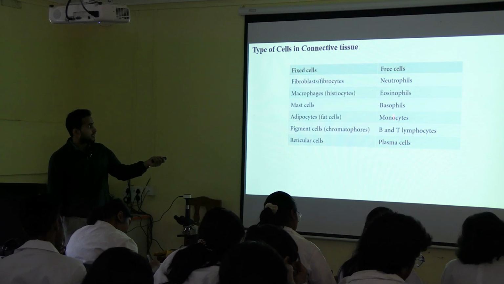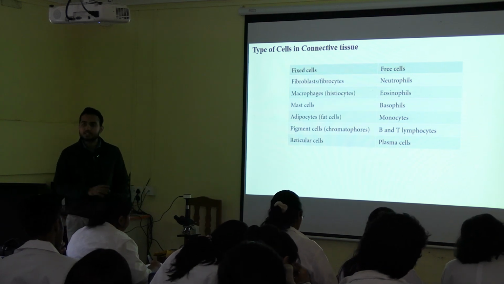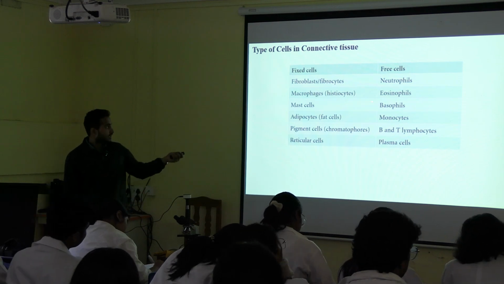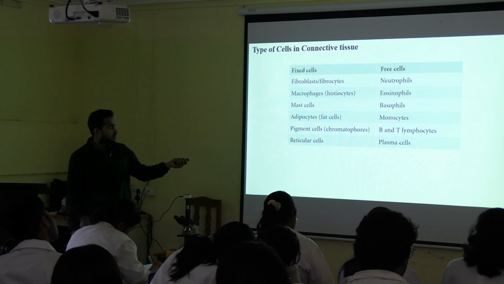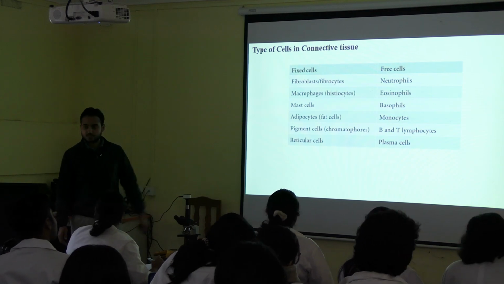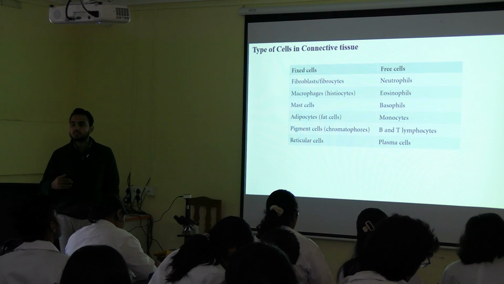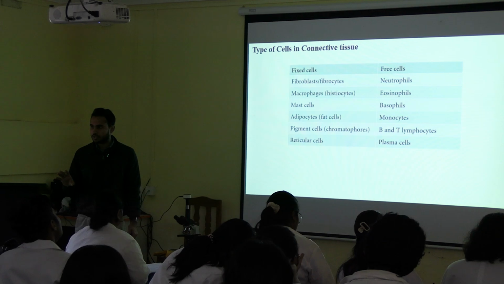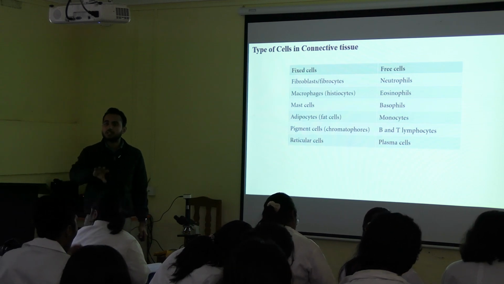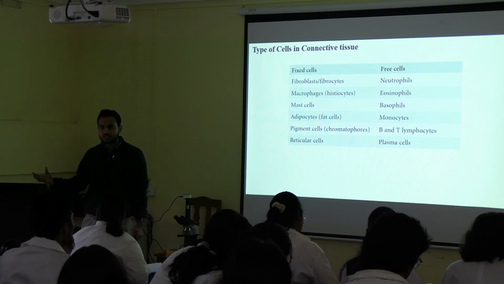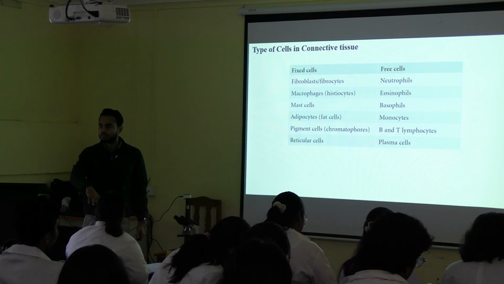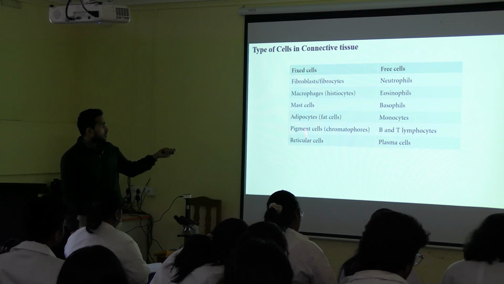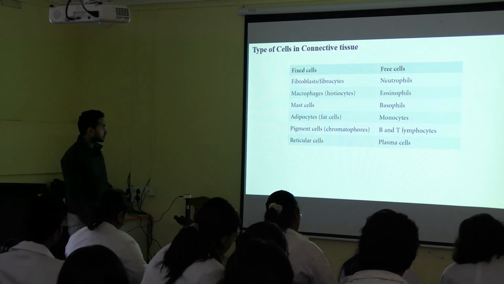Next, here you can see the list of free cells. I hope you have studied all those things in physiology. Just see the list: neutrophils, eosinophils, basophils, monocytes, B and T lymphocytes, and plasma cells. These are nothing but the WBC cells, which you already studied in physiology. They are present in the blood, right? To provide immunological support in the various parts of the connective tissue, they come from the bloodstream into the connective tissue. That's why they are called free cells or wandering cells. Okay, so we'll be discussing more about the fixed cells.